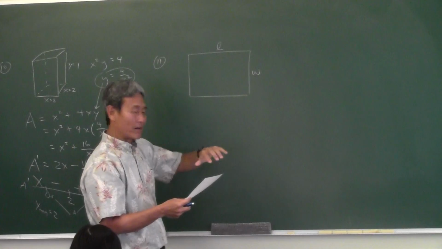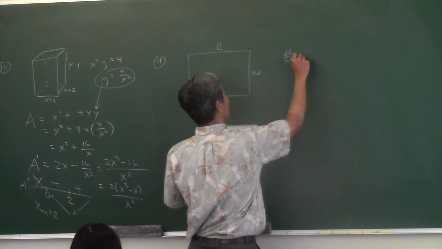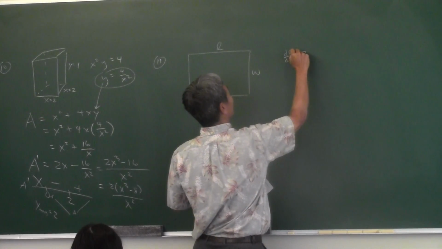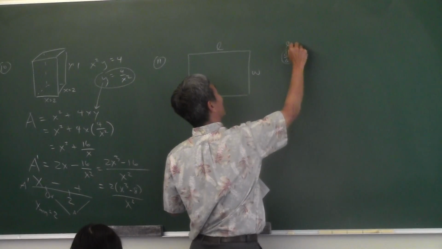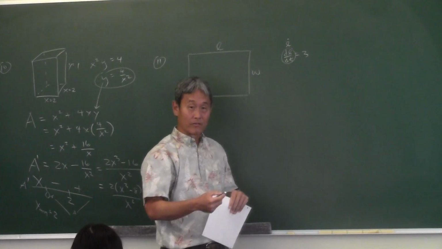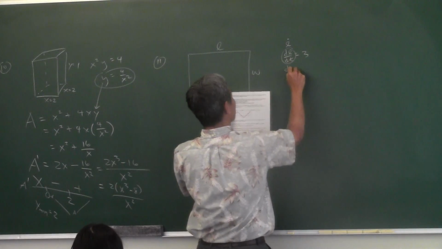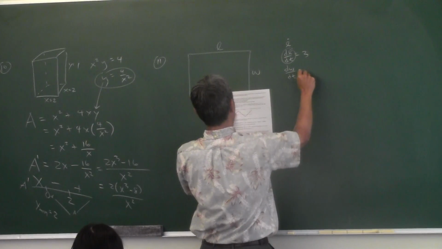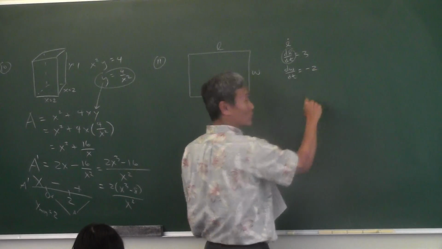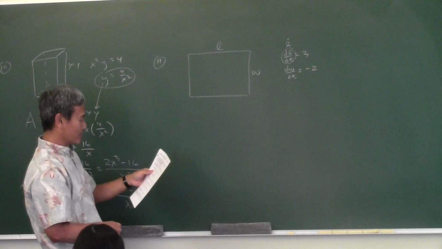So what am I going to write on my paper? dL/dt is equal to 3. Or if you want to, instead of dL/dt, you can write L dot. When you put the dot, that means you're taking the derivative with respect to time. The width is decreasing, dW/dt, at a rate of 2 inches per second. So what is that? Negative 2. If it's decreasing, that means its derivative must be negative.